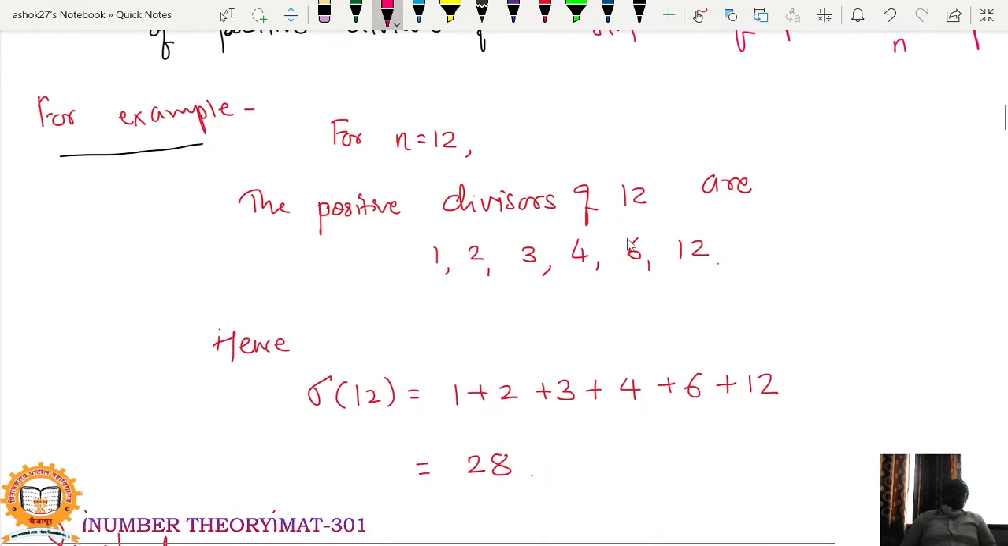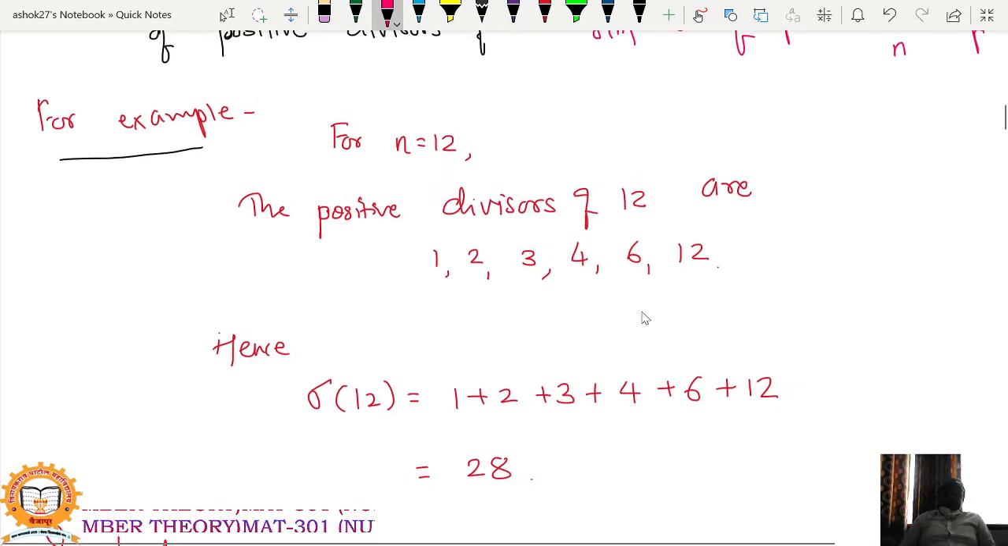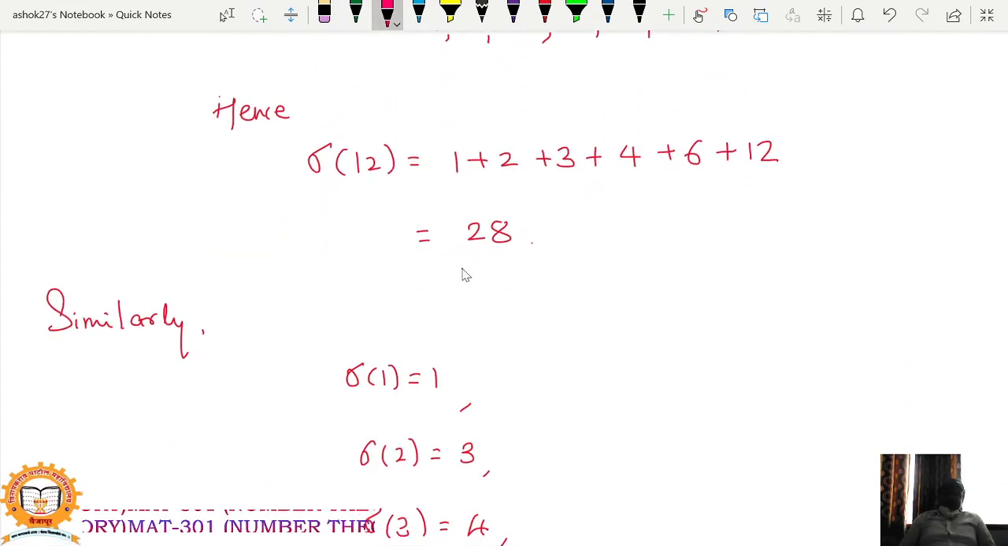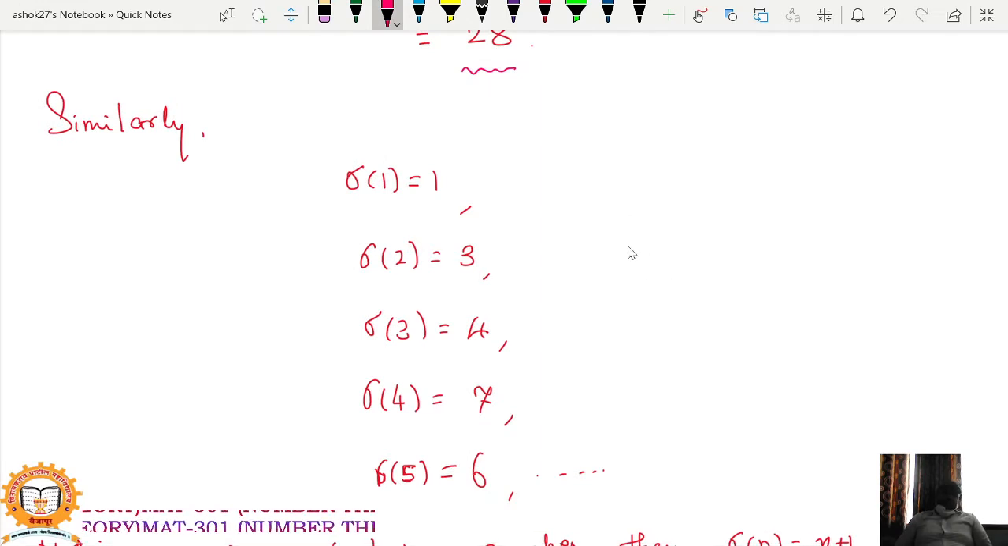So for example, if we take n equal to 12, the positive divisors of 12 are the ones we listed above in the previous example. These are 1, 2, 3, 4, 6 and 12. If you add all the divisors, that is 1 plus 2 plus 3 plus 4 plus 6 plus 12, that is equal to 28. So sigma of 12 will be 28. The addition of all positive divisors of that integer is nothing but sigma of that integer. So this is the second number theoretic function.